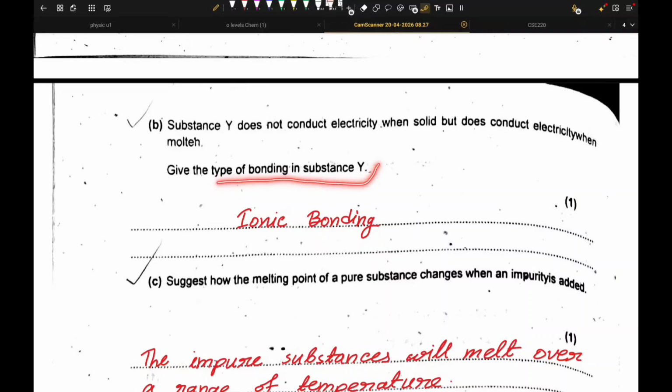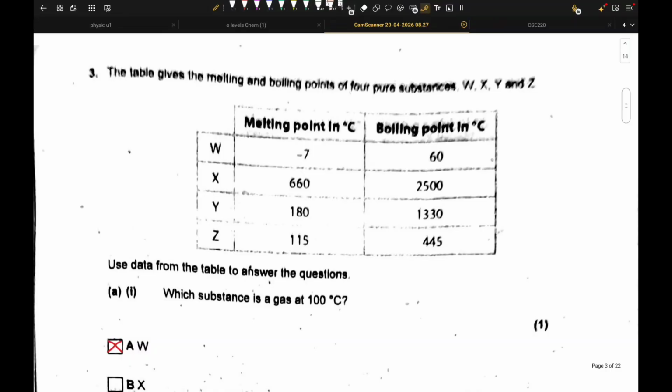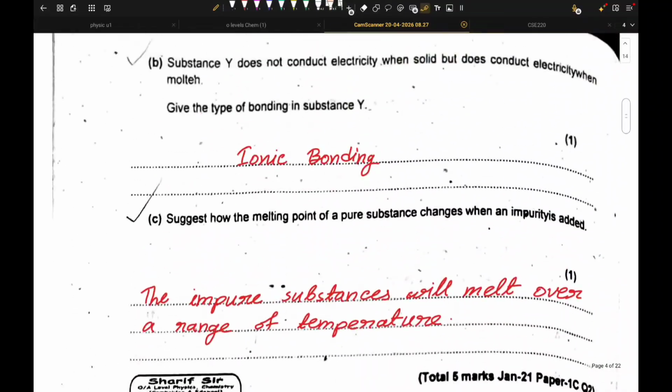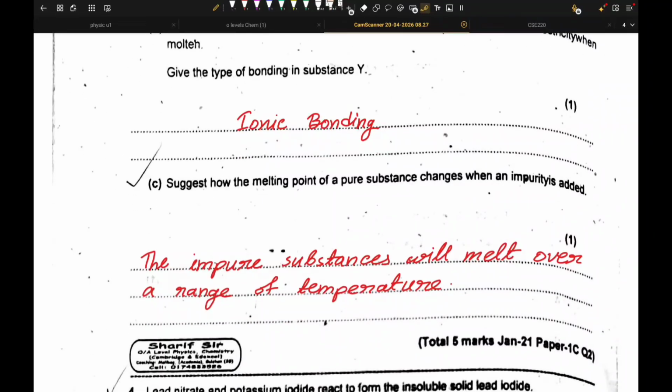What type of bonding is in substance Y? Now, when something takes so much energy to melt and so much energy to boil, it should have an ionic bonding. We will discuss this in class also, but it should be an ionic bond.